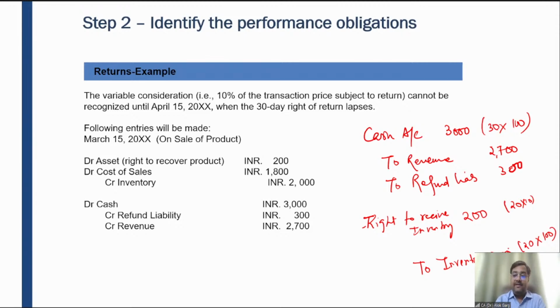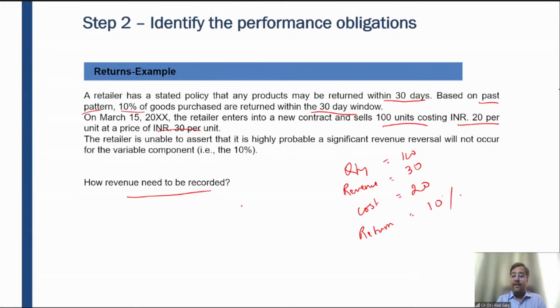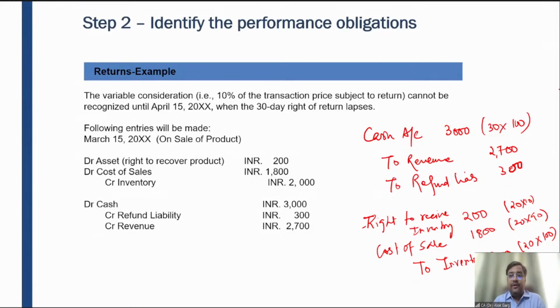And you have to debit cost of goods sold. You have to debit cost of sales by 1800, so 20 multiplied by 90. So out of total 100 units sold, you have credited inventory for 100 units. But out of that 100 units, for 10 units you have debited right to recover the inventory. Second, for 90 units you have debited cost of sales, because you are certain that 90 units will not be refunded back, right? Is it clear?